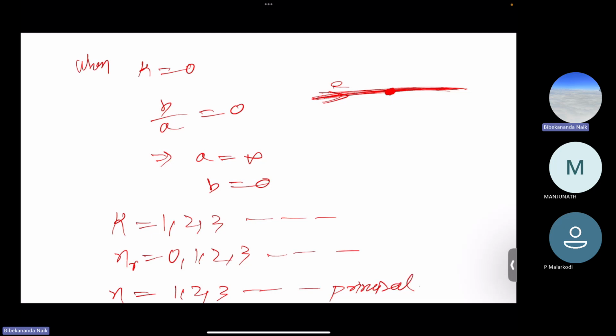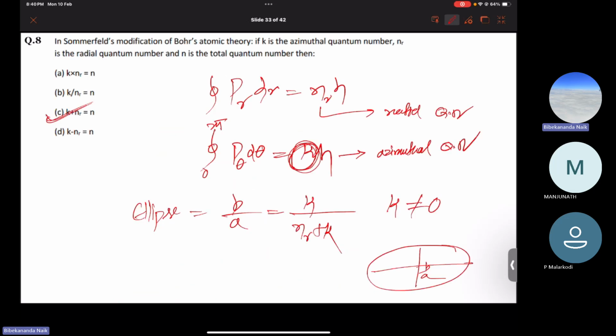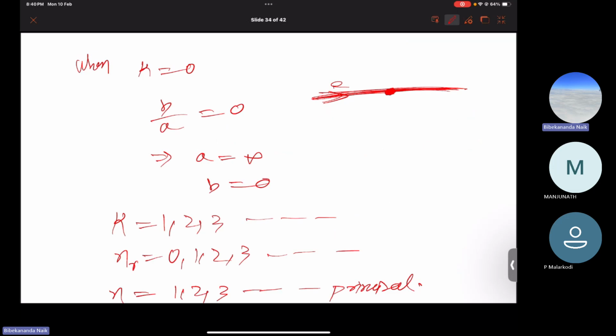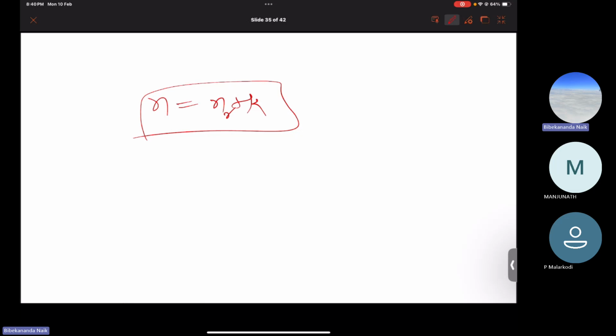So in that case, since k can't be 0, if you see the relationship between these values, it comes out to be n is equal to nr plus k. As you can see here, 1 plus 0 is 1, 1 plus 1 is 2, 1 plus 2 is 3, like that. So the correct option is option C, that is n equals nr plus k. So again, k has values, nr has values, and the sum is given by the total quantum number. So the name also implies n is the total quantum number. Total quantum number means the sum of the two quantum numbers. Is this clear?